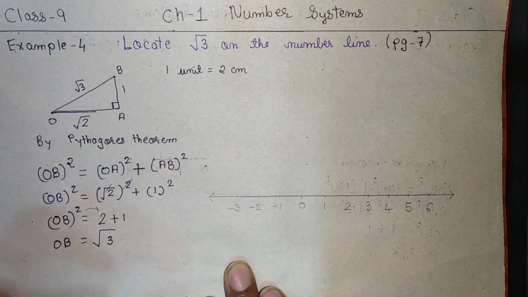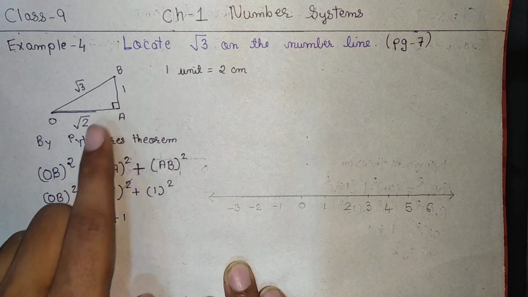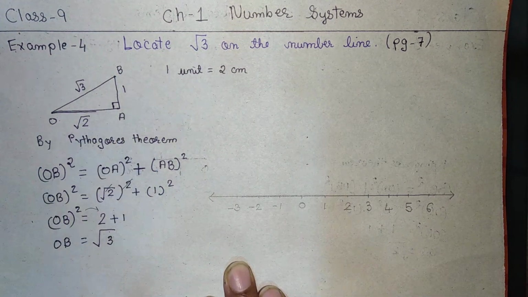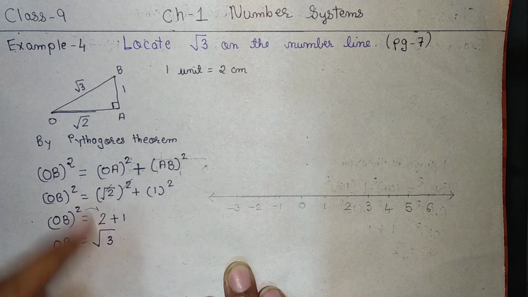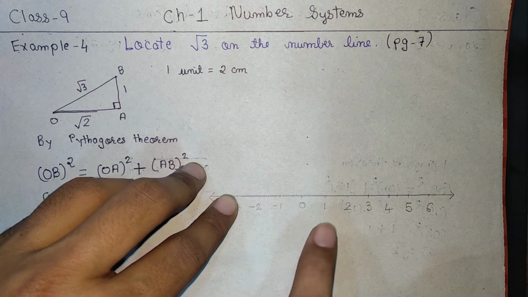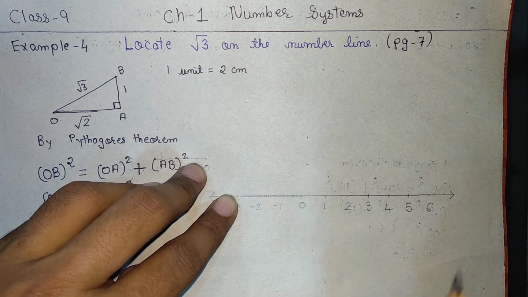We were able to locate root 2 by taking one unit and one unit, that is one unit on the x-axis and one unit on the y-axis. That is how we located root 2. So let us first locate root 2 here. Okay, so how will we do it? We will do it with the help of this compass.